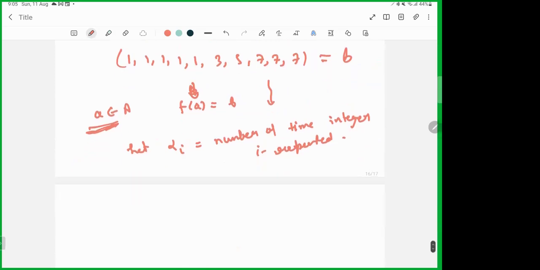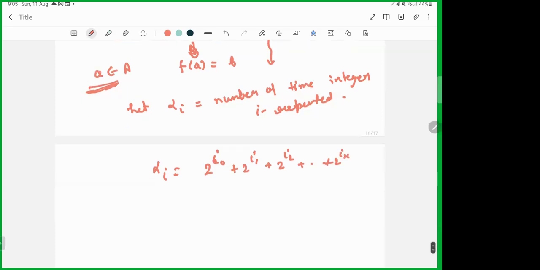Let's suppose it is alpha i. So how can I write this alpha i? This is some number. I can write it as a sum of powers of 2: 2 to the power i0, 2 to the power i1, 2 to the power i2, and so on. Yes, this is correct. This idea will work, I guess.